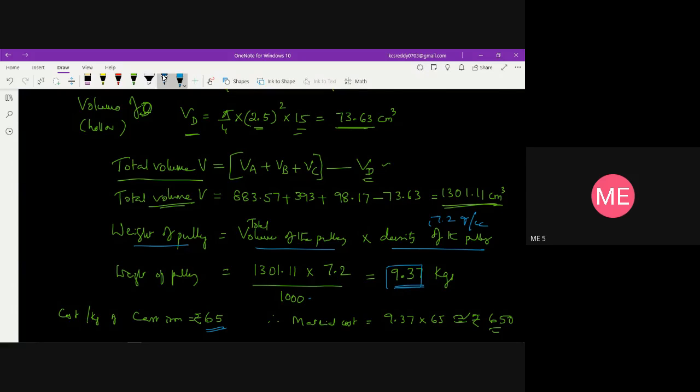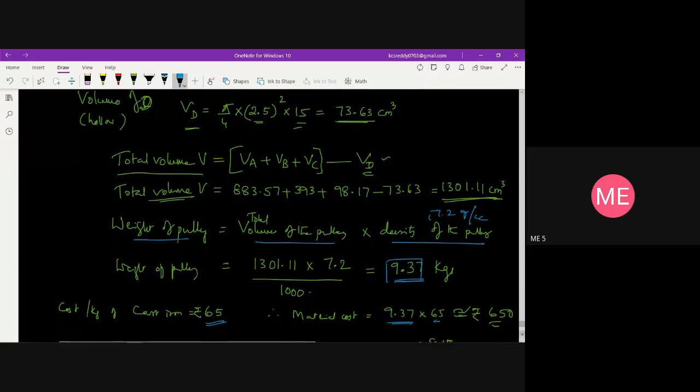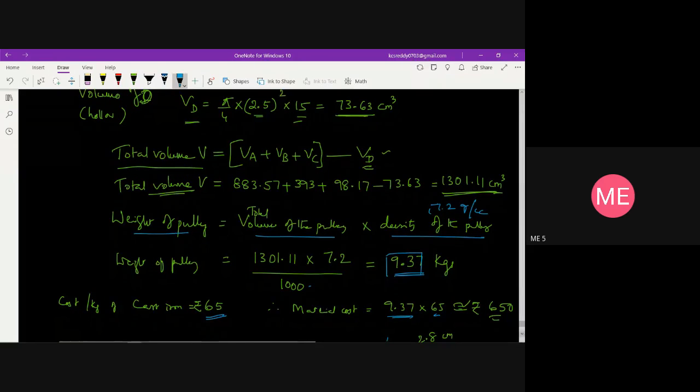How many kgs does it weigh? It weighs 9.37 kgs. So total cost is going to be total weight of the material into cost per kg. It will give around 650 rupees as the material cost of the given component, that is the stepped pulley. So to manufacture the stepped pulley of the given dimensions, it will cost around 650 rupees, taking the cost as 65 per kg.